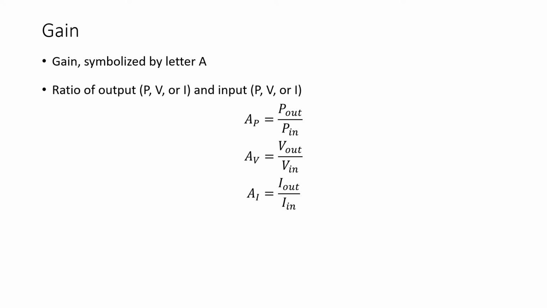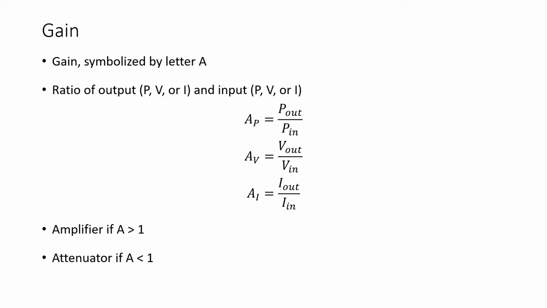Now, when we look at electronic circuits and systems, we quite often discuss these with respect to their gain. Gain is symbolized with the capital letter A. And gain is simply the ratio of the output, either power, voltage, or current, with respect to the input, again, power, voltage, or current. So the power gain of a circuit is P out over P in. The voltage gain of a circuit is V out over V in. And the current gain of the circuit is I out over I in.